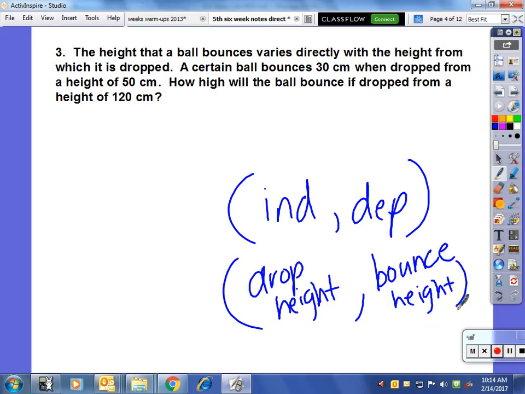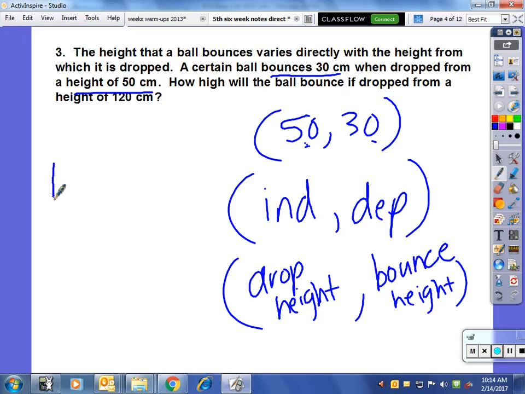So look at the two pieces of information we were given. It bounces 30 centimeters when dropped from a height of 50. So what order does that point go in? 50, 30. Because you're inputting drop heights, you're getting back bounce heights. It's not going to bounce as high as it was dropped.